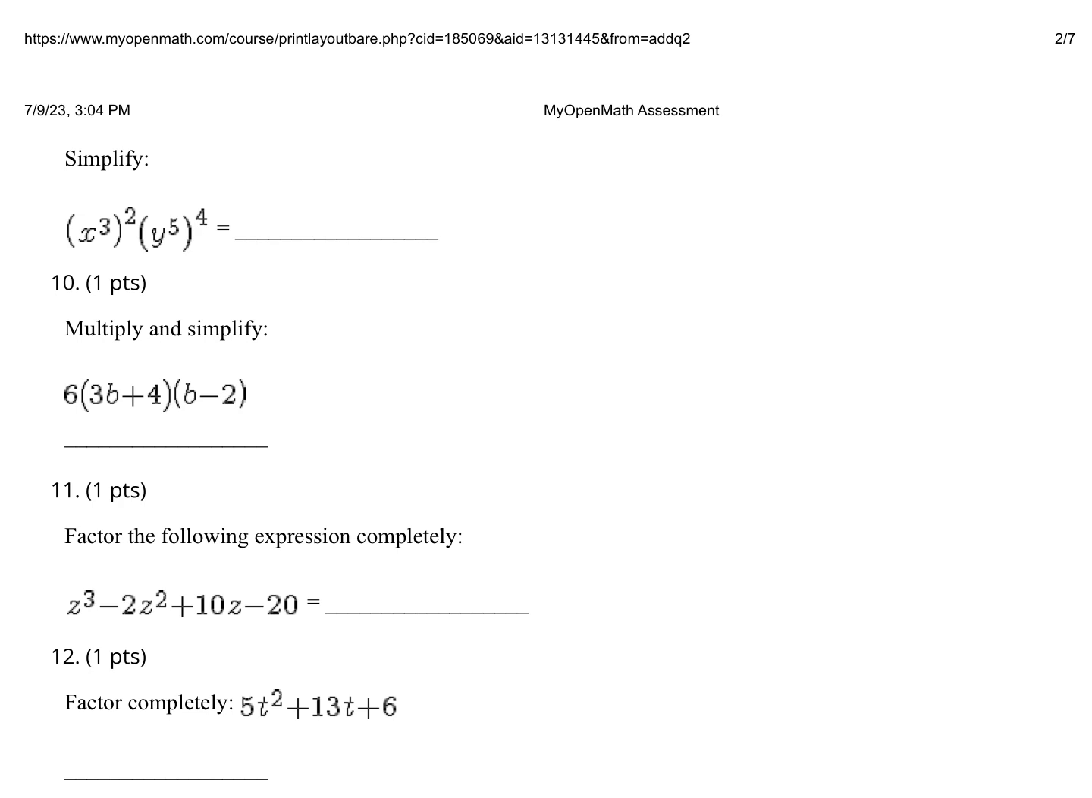Number 9, simplify. So we want to simplify each part first. So the x cubed squared, that will be x to the 6th. And then y to the 5th to the 4th will be y to the 20th. So that's where you multiply the exponents together. Since those are different variables, that's as much as we could do right there.